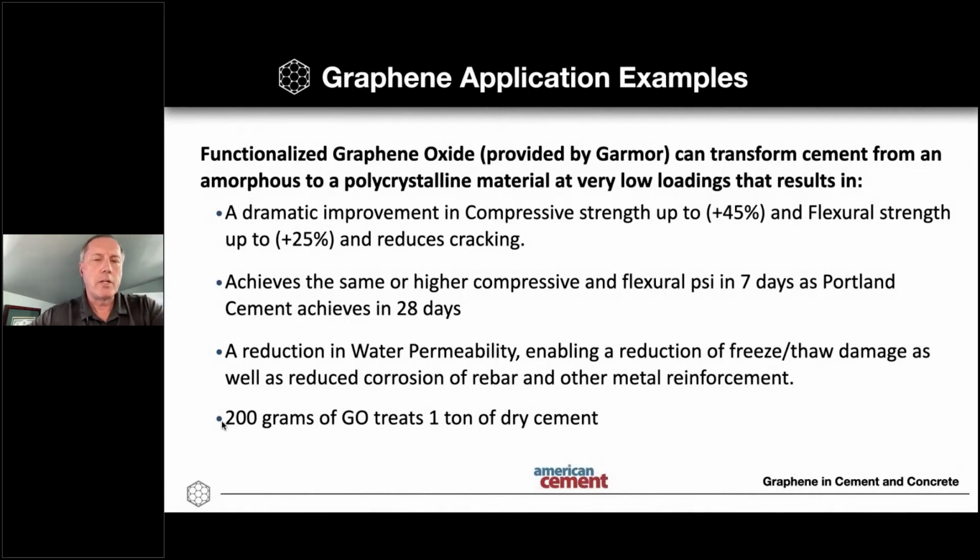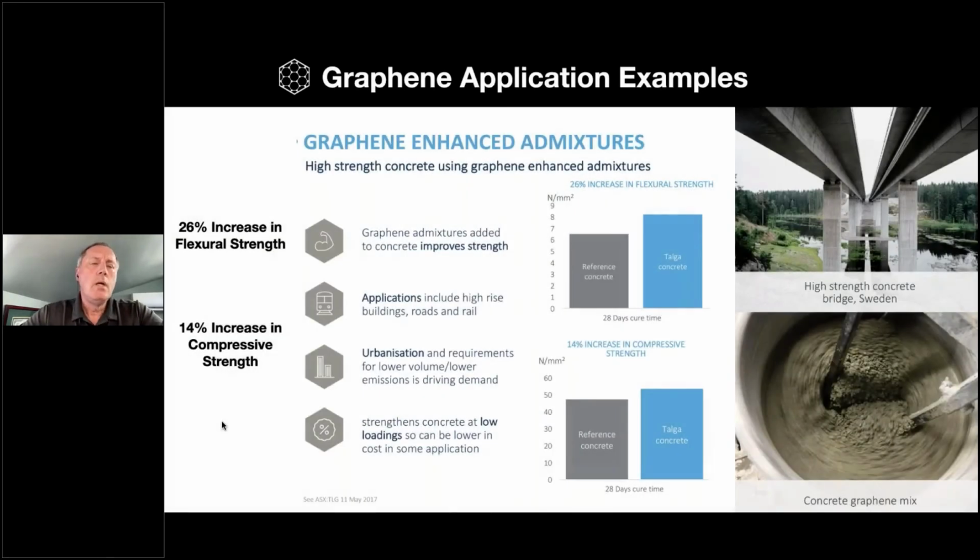I mentioned the reduction of water permeability, and in this case, they're adding 200 grams of this graphene oxide material for a ton of dry cement. In graphene admixtures, we see another company called Talga, which has used this. In this case, they were getting a much improved cure time as well, but also flexural strength. So here you've got a 20% increase in flexural with only a 14% increase in compressive strength.